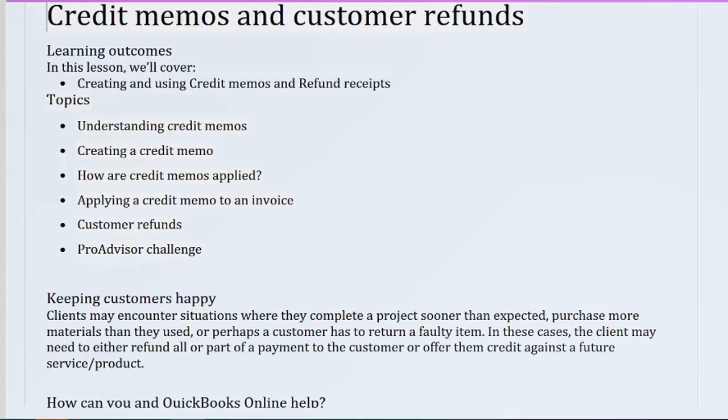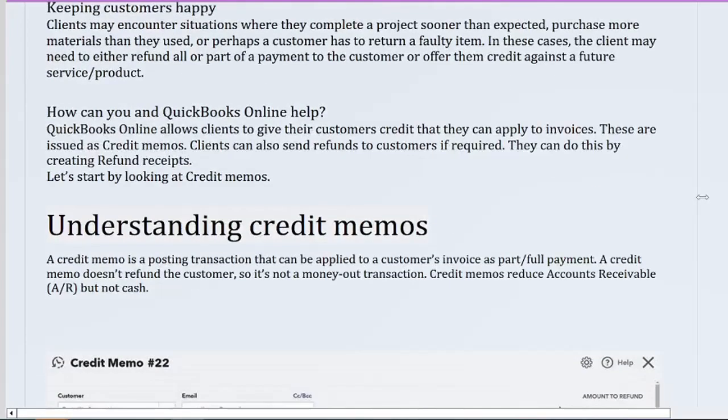Clients may encounter situations where they complete a project sooner than expected, purchase more materials than they used, or perhaps a customer has to return a faulty item. In these cases, the client may need to either refund all or part of a payment to the customer or offer them credit against a future service/product. How can you and QuickBooks Online help?